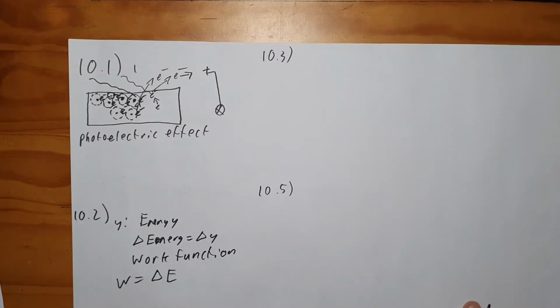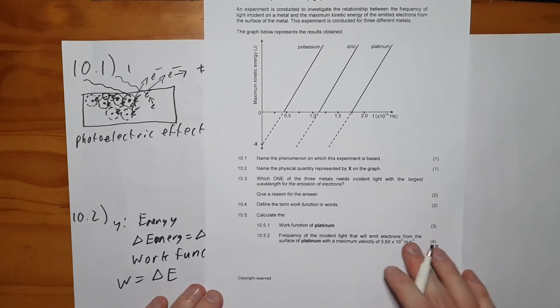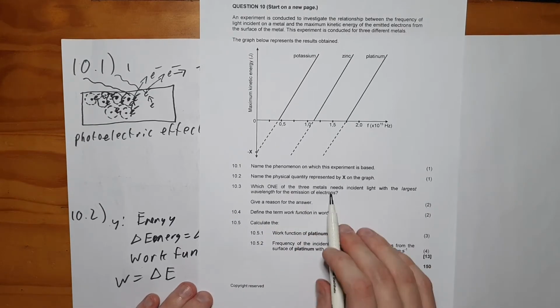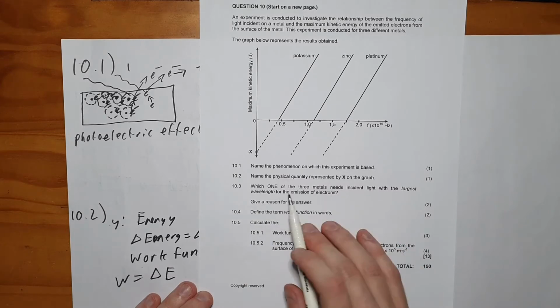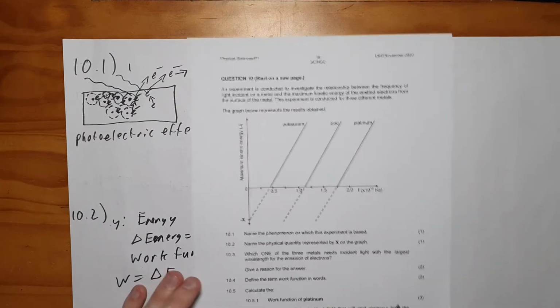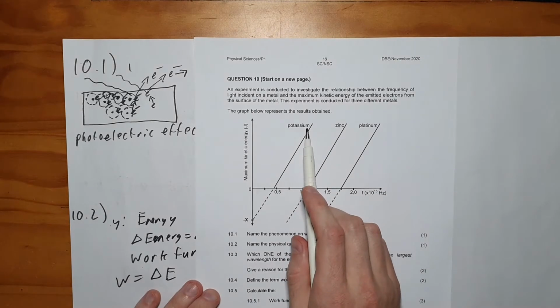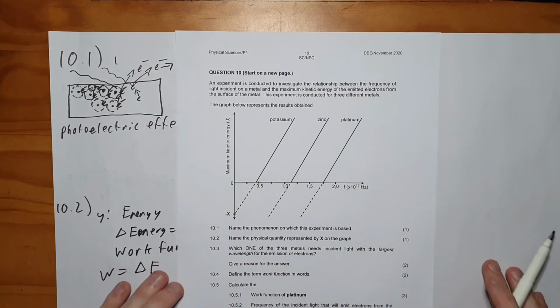Now 10.3 is worded a little bit funny, but it says: which one of the three metals needs incident light with the largest wavelength for the emission of electrons. So what it's asking is, out of these three metals, which one is going to need the largest wavelength in order to eject the electron from the surface of the metal?